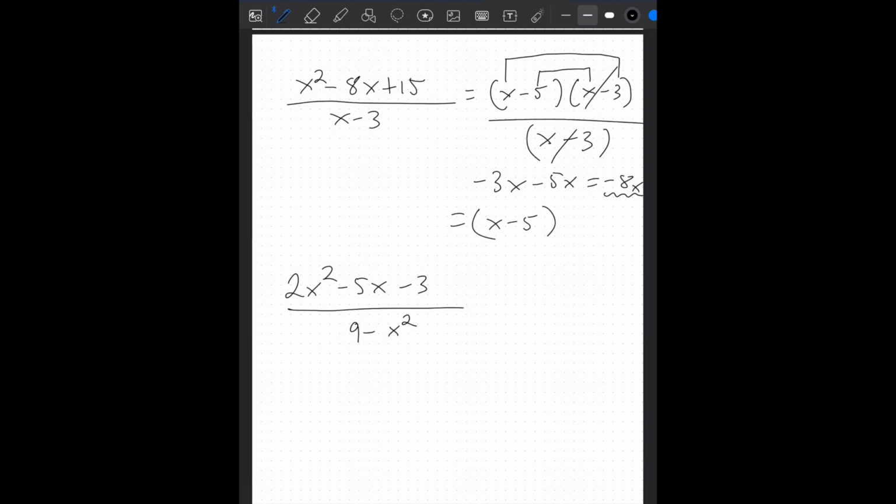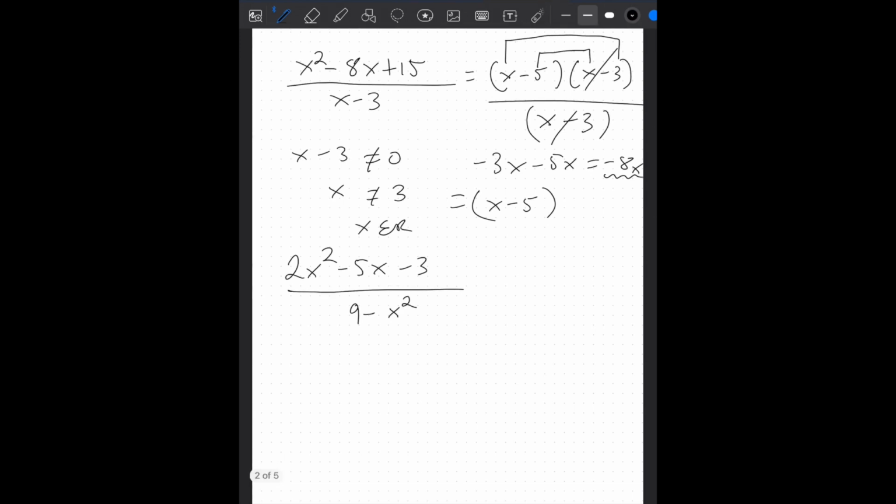And as far as something that would make this undefined, we cannot have the denominator equal to 0, so we would just say that x cannot equal 3, and then x belongs to all real numbers. Okay, try the next one as well, but here we're going to take the same steps.